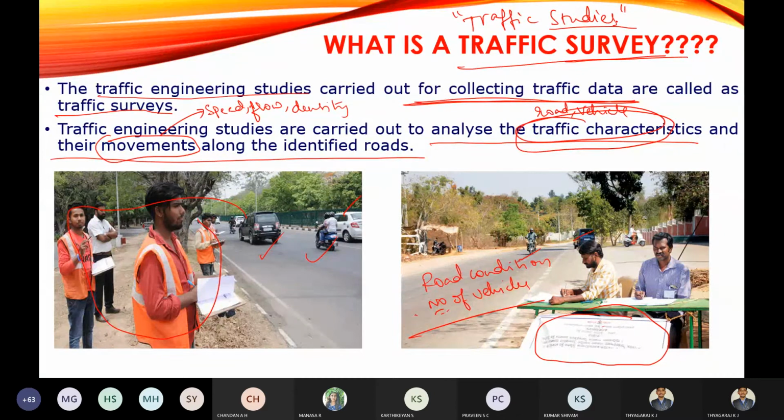How many of you have observed this? The tent will be there. In the tent, some 4 to 5 members will be sitting and they will be counting the number of vehicles. Has anybody observed that in your daily life? Anywhere? Anybody observed? Kindly respond. If it is yes, you can say yes. If it is no, you can say no. Okay. Some few members have observed that they will be collecting the road data and number of vehicles. Okay. This is about traffic survey.